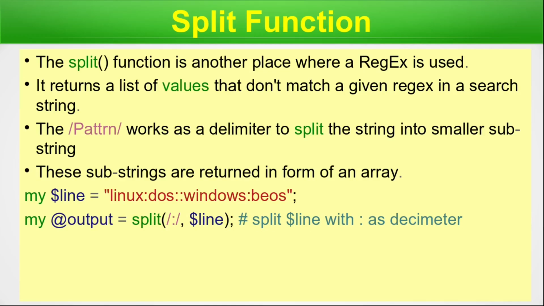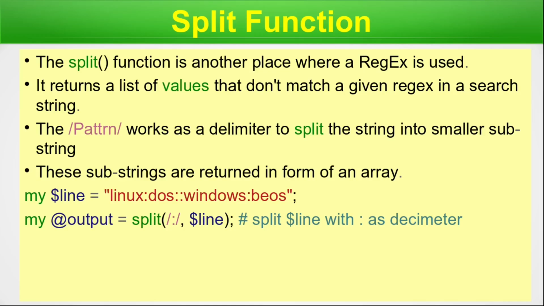Now my @output, it's an array, and we use the split function. In the first argument we give double slash, and here goes the regular expression. We have the colon as the special character, the character which we are matching in the regular expression. Then $line, which we have just written, and split the $line with respect to colon as the delimiter. It's a very simple function, split.